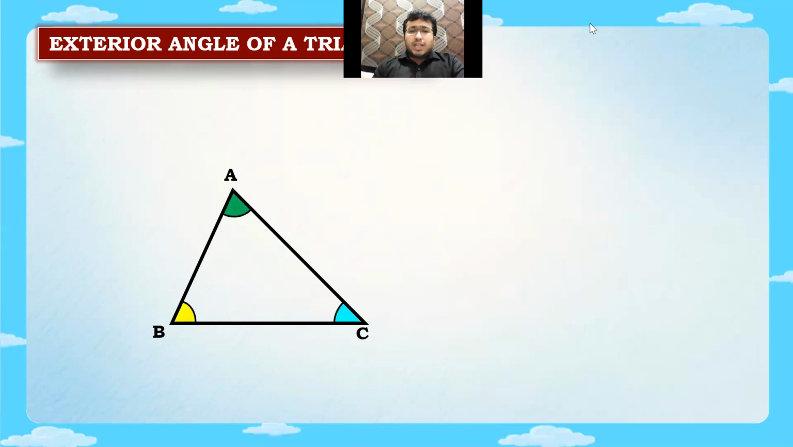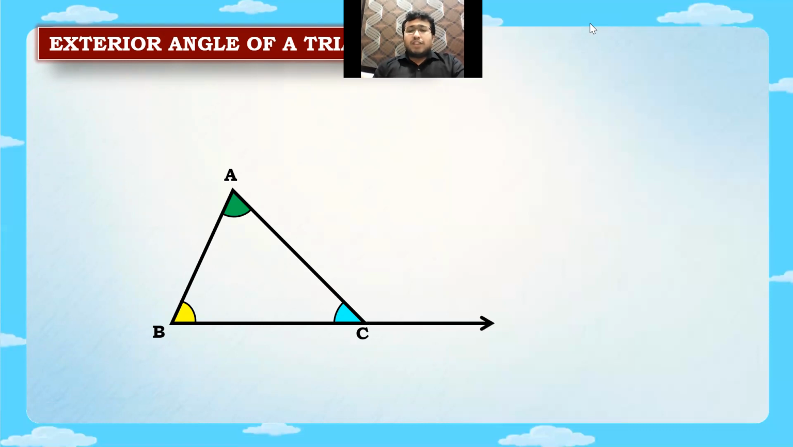So students, what can you say about the angles which are highlighted with green, blue and yellow color? Yes, super. That is angle A, angle B, and angle C. These are the angles which are inside the triangle. So these are called interior angles.